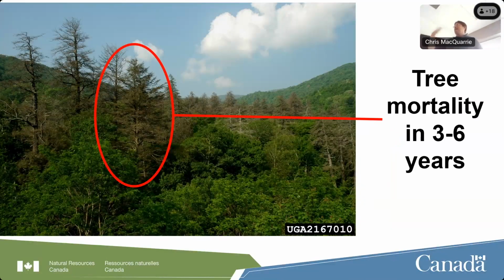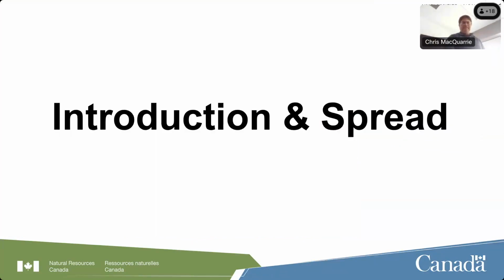So basically, it's an invasive insect. I'll talk a bit about the introduction and spread in a bit, but it kills eastern hemlock trees in 3 to 6 years. So it's a rather significant mortality factor for hemlock trees. And that's just dead and dying trees there from the Appalachians.